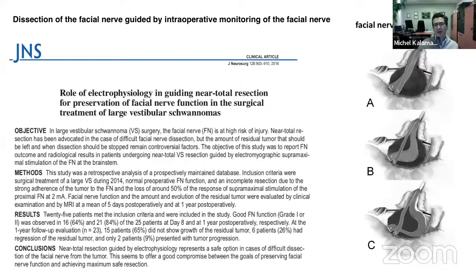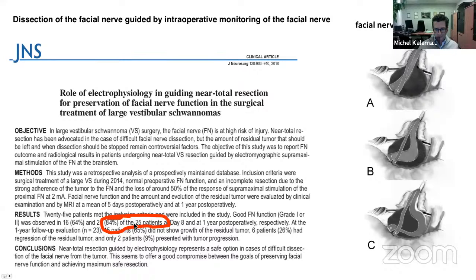We know, so at the beginning, maybe yes, but we use this to help to decide when to stop resection. And to do this, in this paper, we analyzed 25 patients with not a gross total resection, and we stimulate the facial nerve at the brainstem at the beginning of the surgery at high intensity, at 2 milliampere. And we continue the resection until a loss of 50% of the response at 2 milliampere. And with this strategy, we obtain a nice, good postoperative facial function, House-Brackmann 1 and 2 in 84% of the patients.